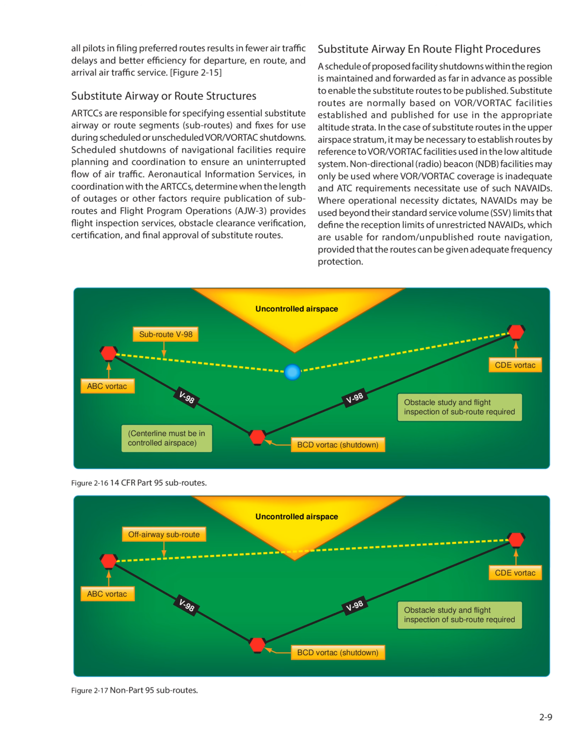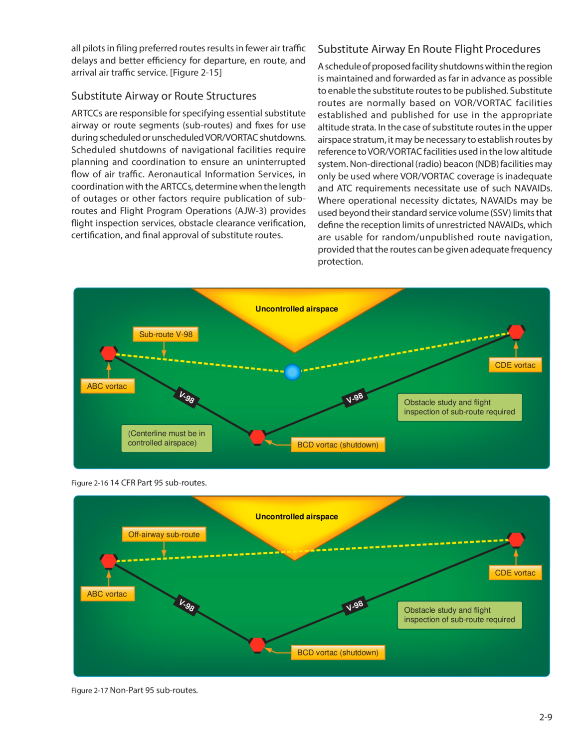Figure 215. Substitute airway or route structures. ARTCCs are responsible for specifying essential substitute airway or route segments, subroutes, and fixes for use during scheduled or unscheduled VOR/VORTAC shutdowns. Scheduled shutdowns of navigational facilities require planning and coordination to ensure an uninterrupted flow of air traffic. Aeronautical Information Services, in coordination with the ARTCCs, determine when the length of outages or other factors require publication of subroutes, and Flight Program Operations, AJW3, provides flight inspection services, obstacle clearance verification, certification, and final approval of substitute routes.